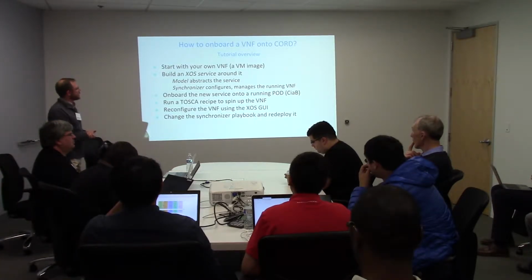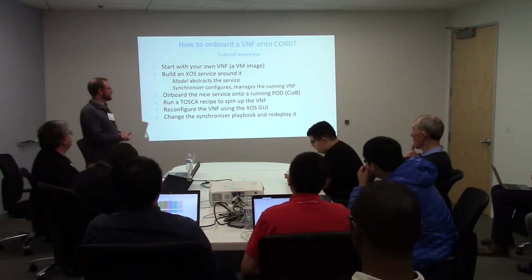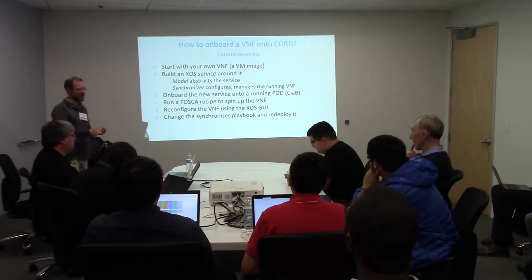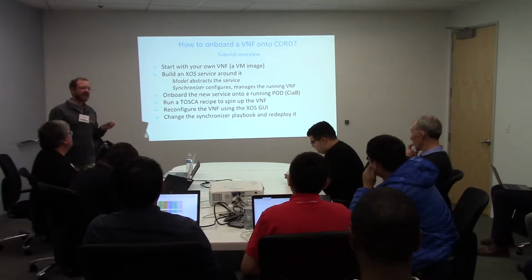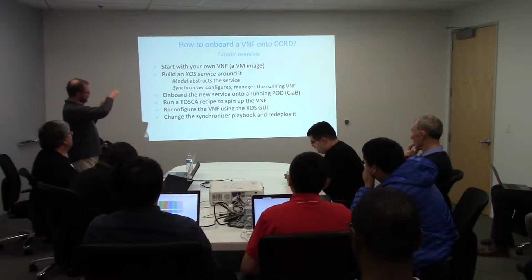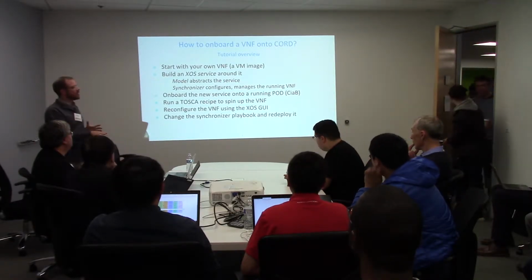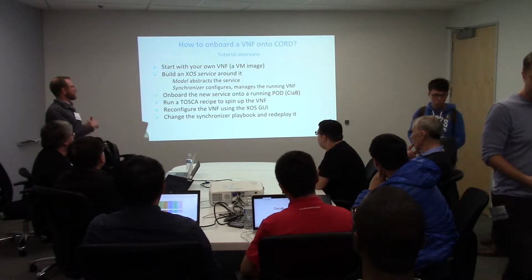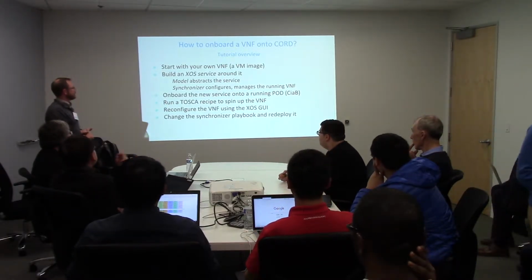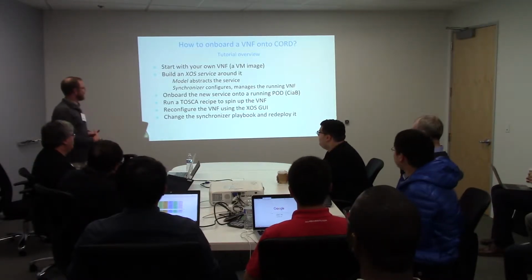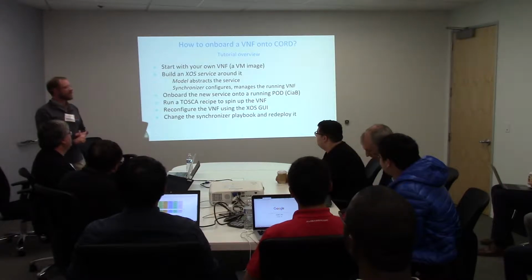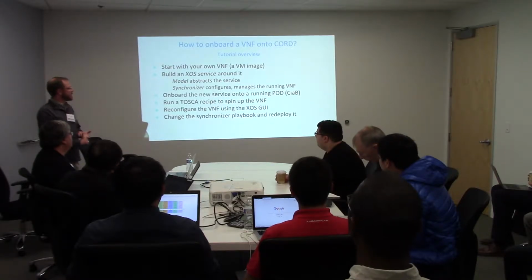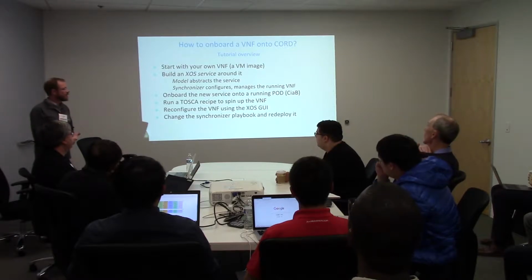So, an overview of this tutorial. It's about how to onboard a VNF onto Cord. This is just very basic beginner steps. It's not going to go into any great depth. That gives you an idea of the scope of this tutorial. We're going to start with our own VNF, a VM image that we'll provide for you, and we're going to build an XOS service around this VNF. There's a model that abstracts the service, and then there's a synchronizer that configures and manages the VNF when it's running.